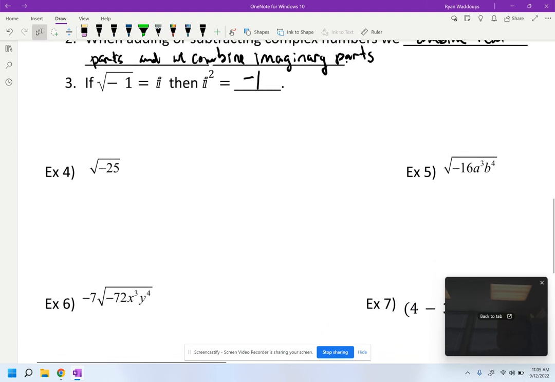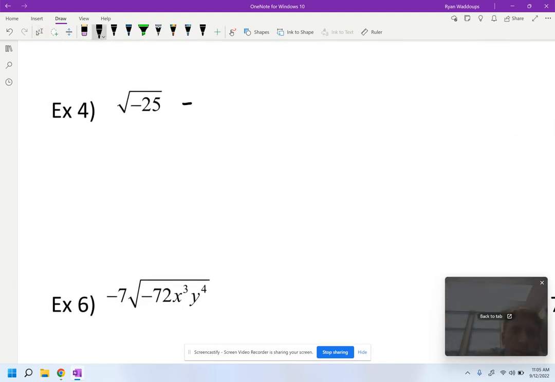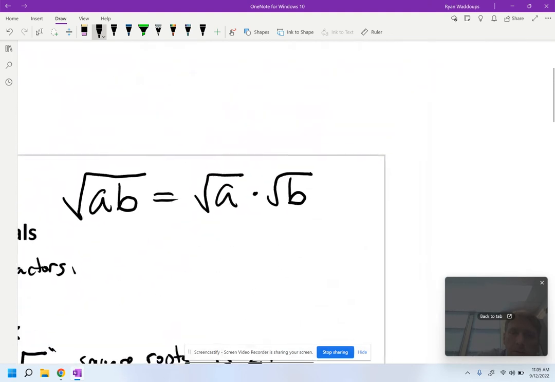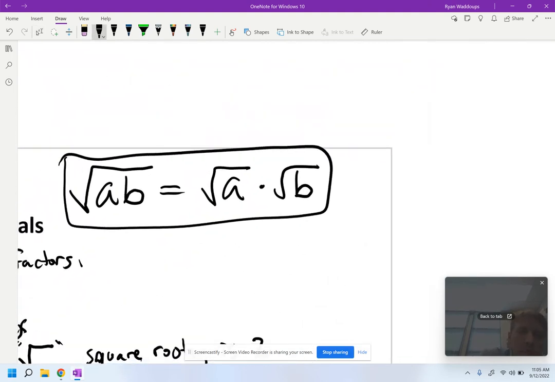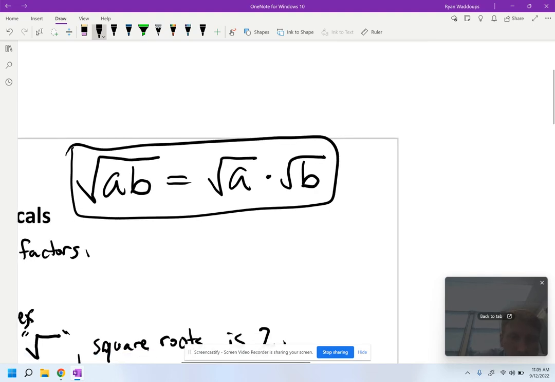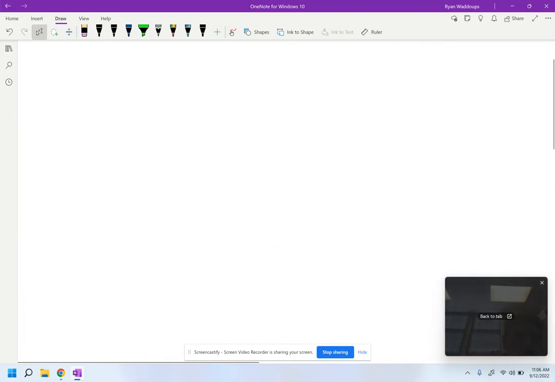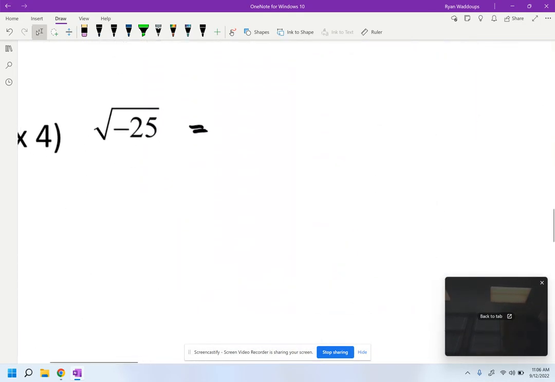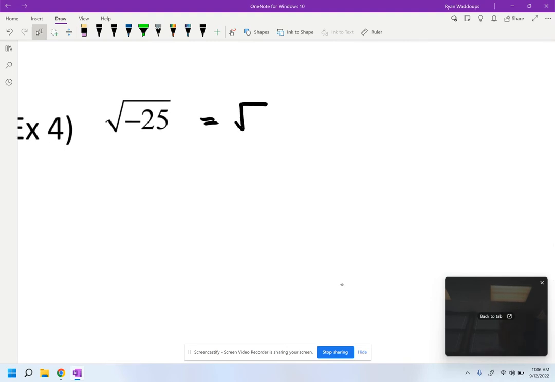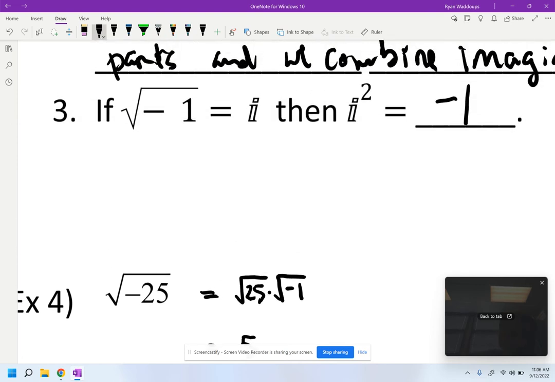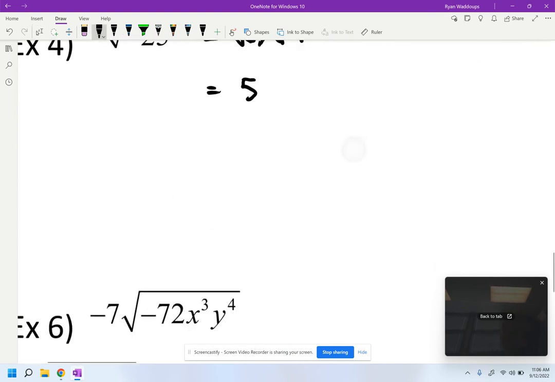All right, let's look at example 4. The square root of -25. Remember what we talked about at the beginning, that I can rewrite the square root of a product as the product of square roots. And so the square root of -25 is the same as the square root of 25 times the square root of -1. And then the square root of 25 is 5, and the square root of -1, as we just talked about, is i.